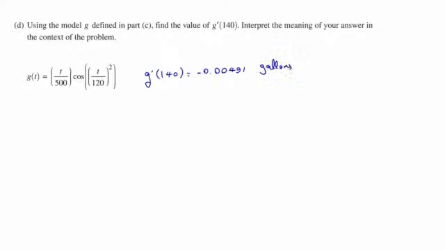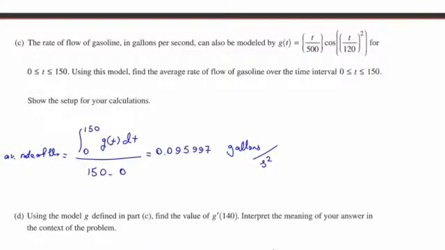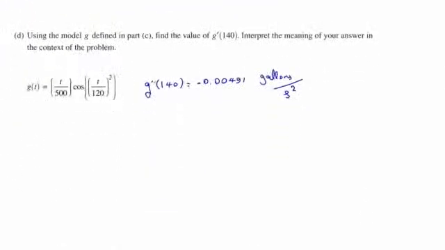gallons per second squared, because we take the derivative. And for the previous part, part C, because it was an average, we should say gallons per second. Okay, so it is this.